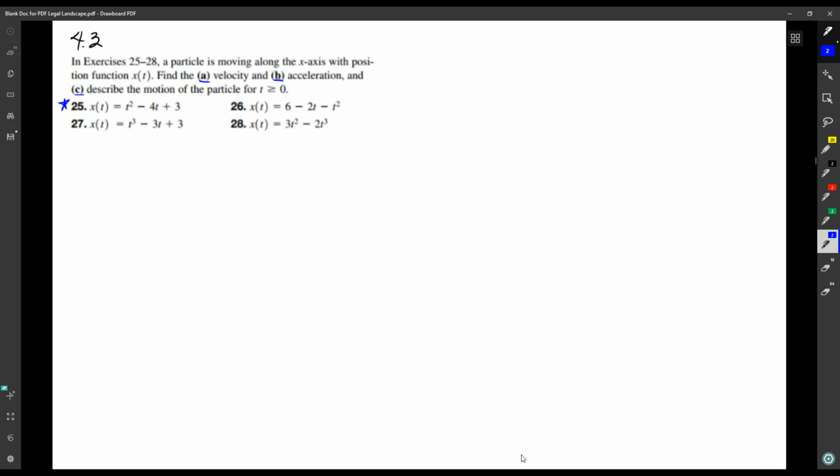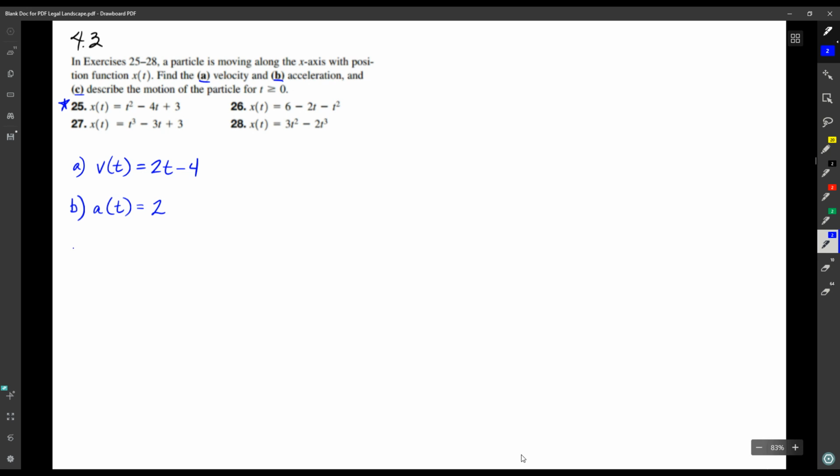The first thing we can do is part A, find the velocity function. So the velocity we know to be the first derivative of position. That makes this pretty easy. We've got 2t minus 4. So there's our velocity function, and part A is done. Part B, we're asked for the acceleration. So we know the acceleration to be the first derivative of velocity or second derivative of position. And here we have just 2. The derivative of 2t minus 4 is 2.